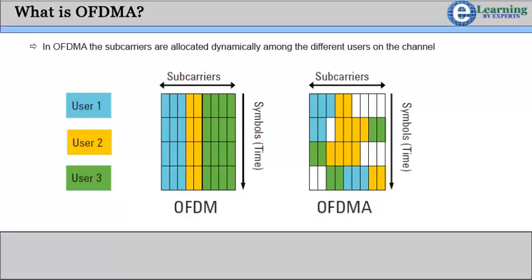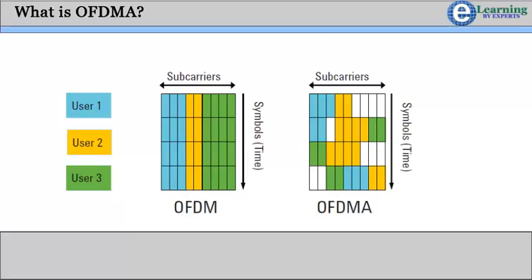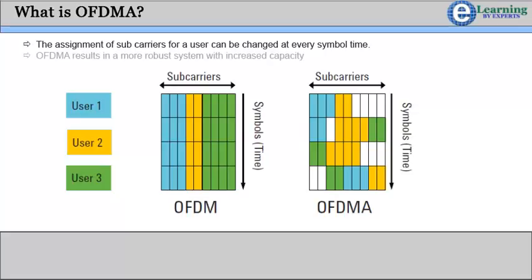In this example, 3 users share multiple subcarriers. The assignment of subcarriers for a user can be changed at every single time. OFDMA results in a more robust system with increased capacity.